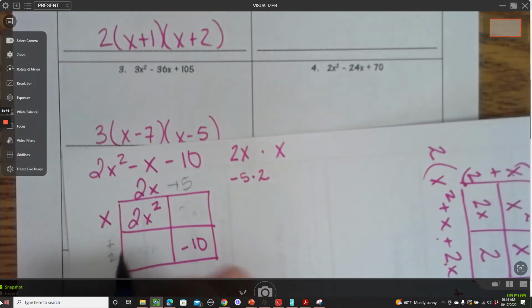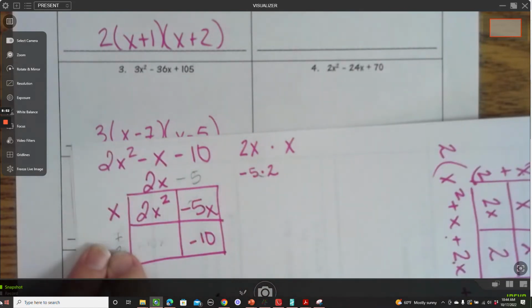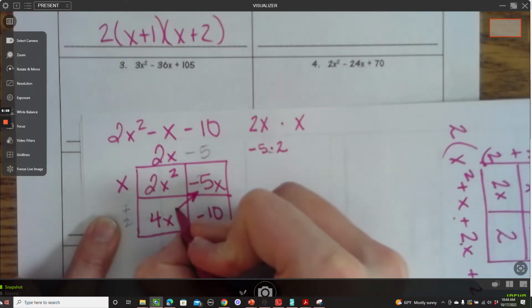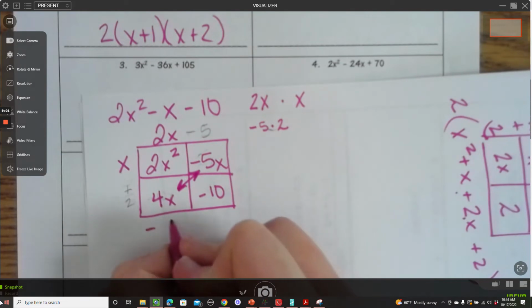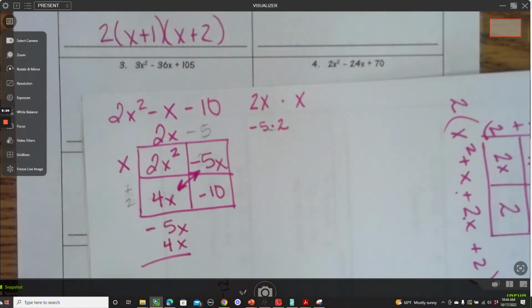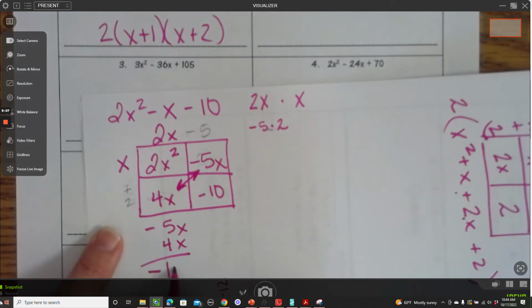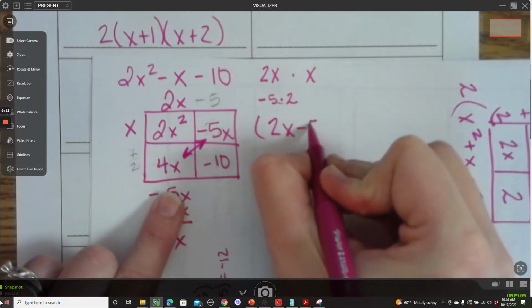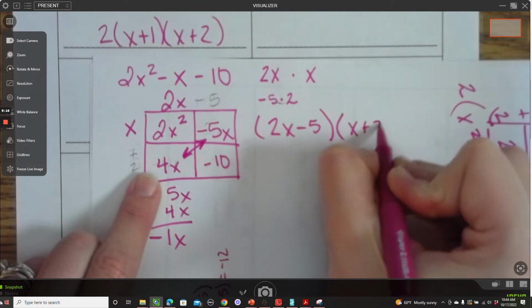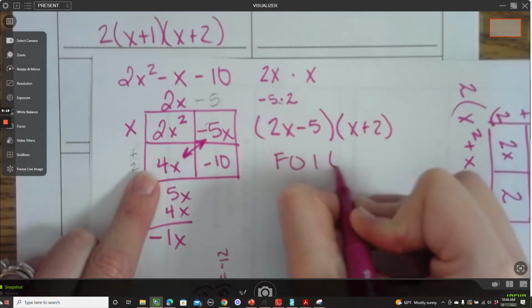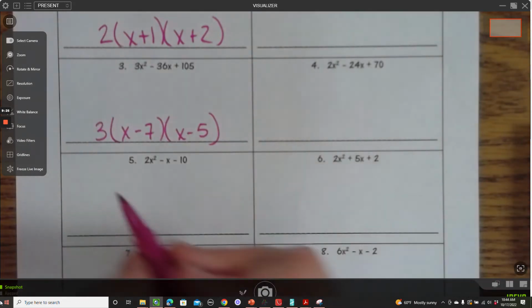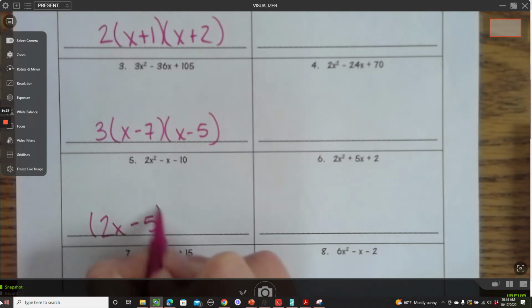So one more time. Negative 5 times x is negative 5x. Positive 2 times 2x is 4x. These are the two terms that have to combine to make a negative x. Negative 5x plus 4x. Negative 5 plus 4 is a negative 1x, which is a negative x. So this one would be 2x minus 5, x plus 2. And again, if you want to work backwards and FOIL it back out, you can work forwards and then backwards to check your work. This means you're not going to have an outside number. No common factor.